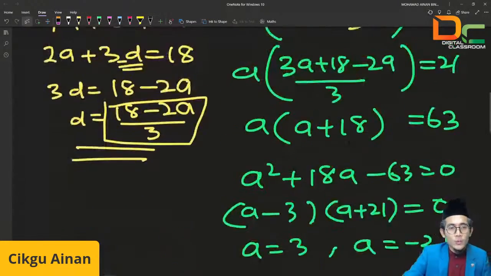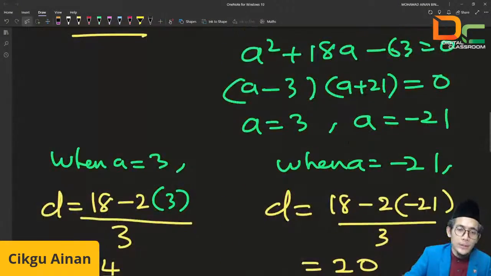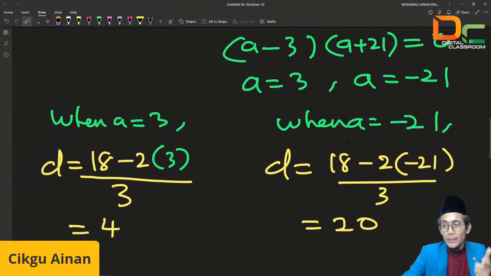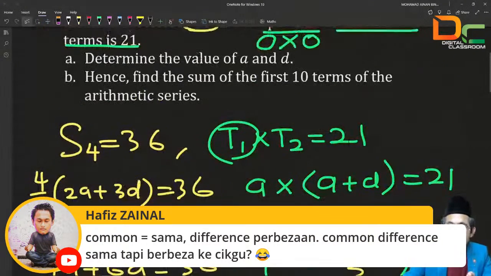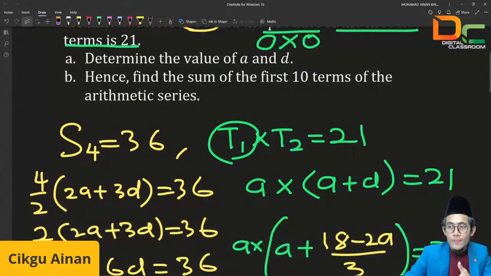Now, so we get the first term and the common difference for each arithmetic sequence. Okay, now what is the second part? Common difference. Who asked earlier? Common means same, difference means different. Common difference.